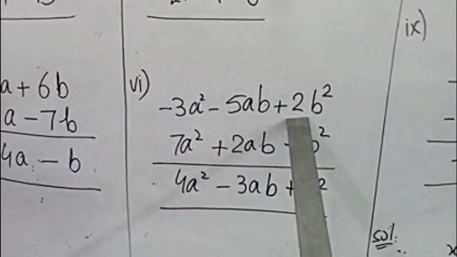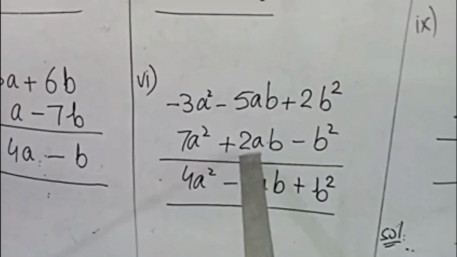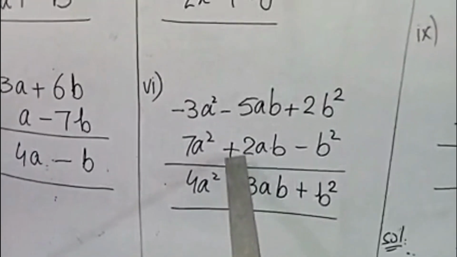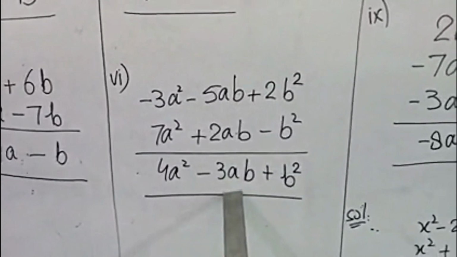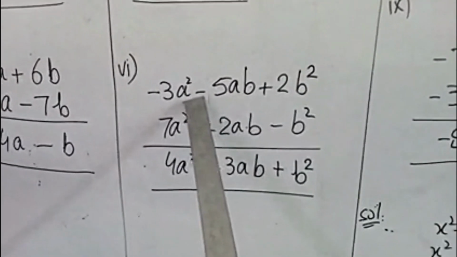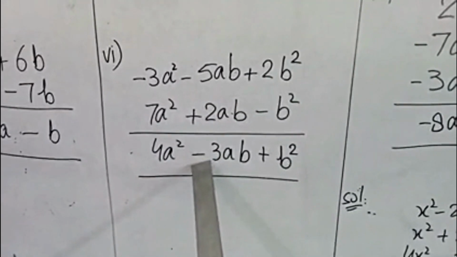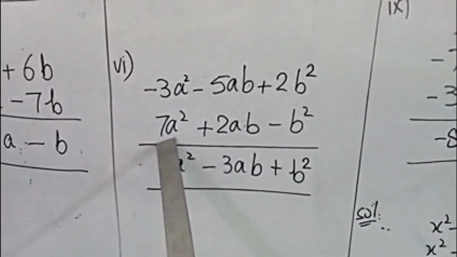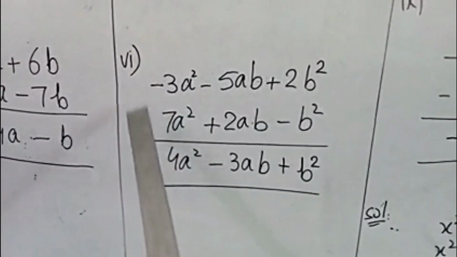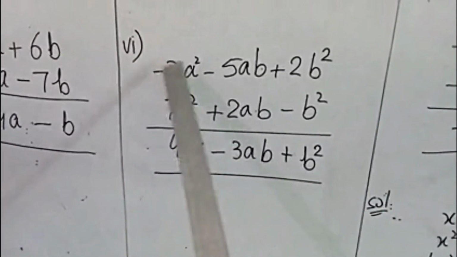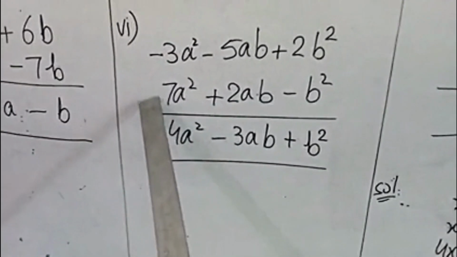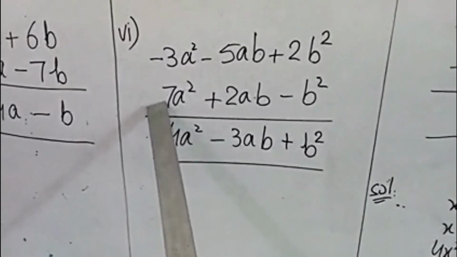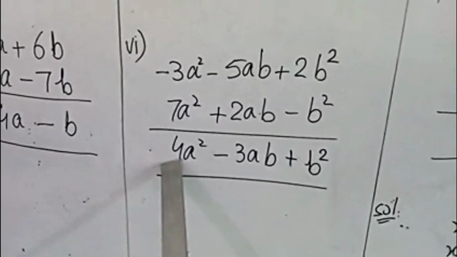due to the sign with the larger value. There is minus 5ab plus 2ab, with opposite signs, so apply subtraction. 5 minus 2 is 3ab, but due to this minus with the larger value, we write minus in this answer. Here is minus 3a square plus 7a square, plus minus, so 7 minus 3 is 4. Due to the sign with 7, larger value with positive sign, so write here positive sign.